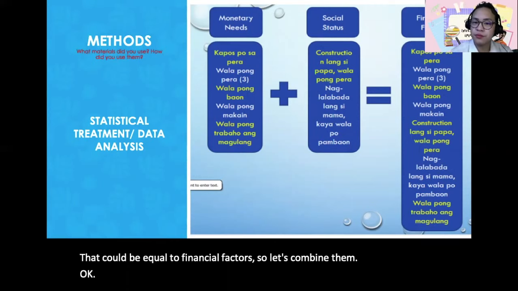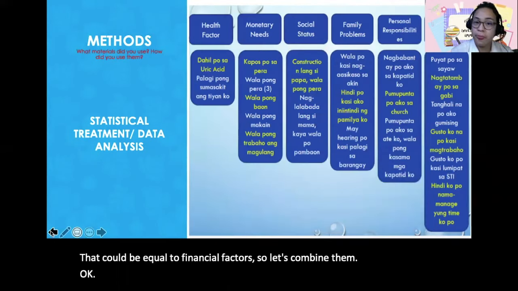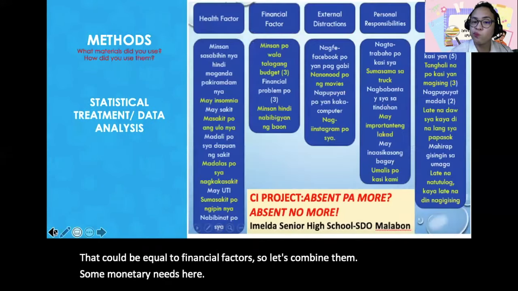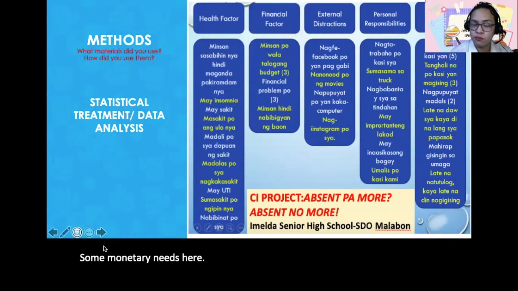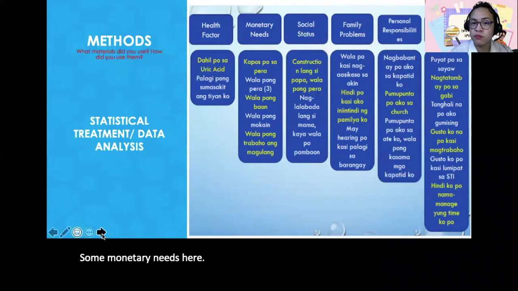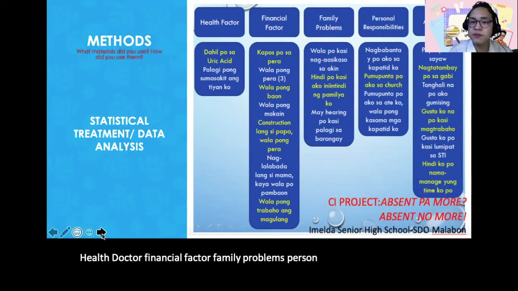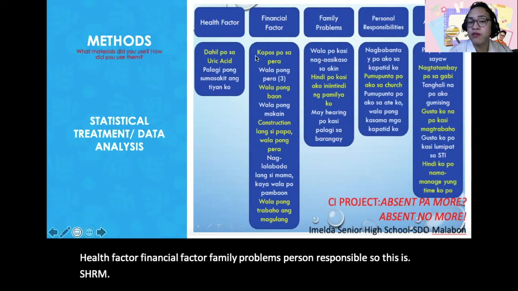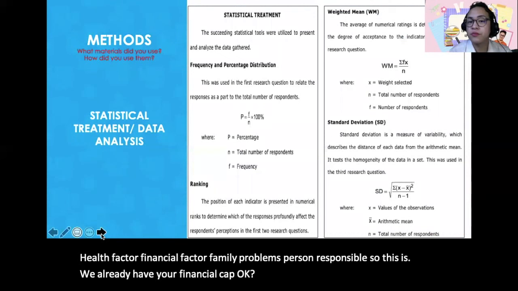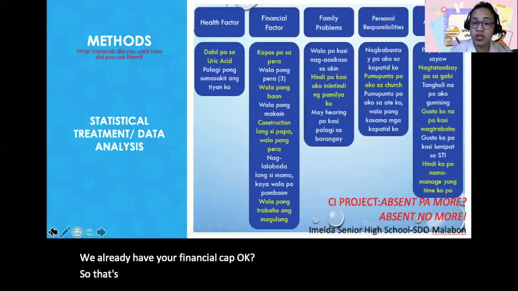Okay. So monetary needs here. Health factor, financial factor, family problems, personal responsibility. Oh, we already have your financial factor. Okay. So that's how we do reduction.